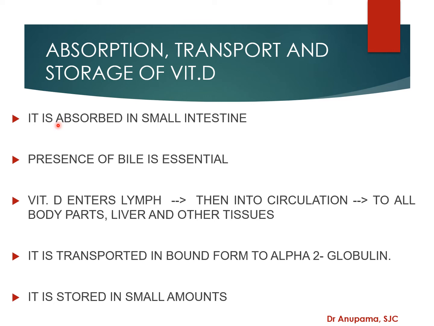Absorption, transport and storage of vitamin D. It is absorbed in the small intestine. Presence of bile is essential for absorption of this particular vitamin. Once absorbed, the vitamin D enters the lymph, then it enters into the circulation, then it is taken to all the body parts, including liver and other tissues. It is transported in bound form to alpha 2 globulin and it is stored in small amounts only.